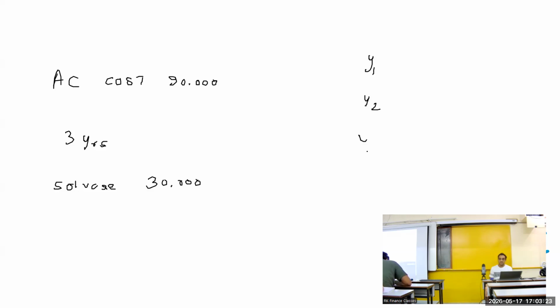AC, cost 90,000, lasting for 3 years, and scrap value, also called salvage value, is going to be, let's say, 30,000. Okay, please do the year-wise depreciation. Year 1, year 2, year 3, year 4, year 5, whatever. See the depreciation every year.